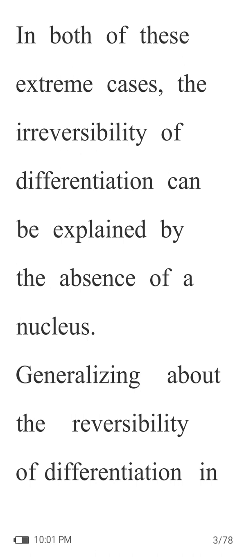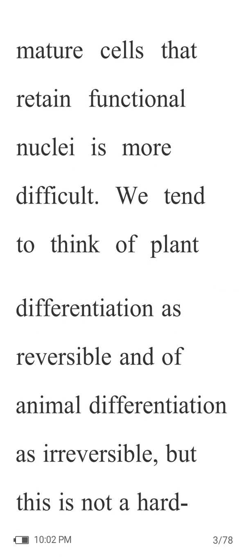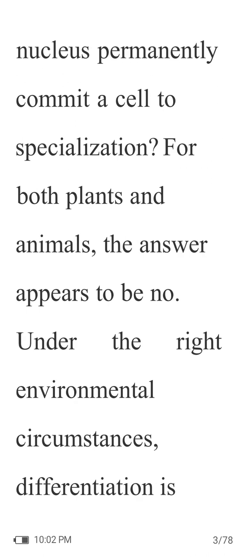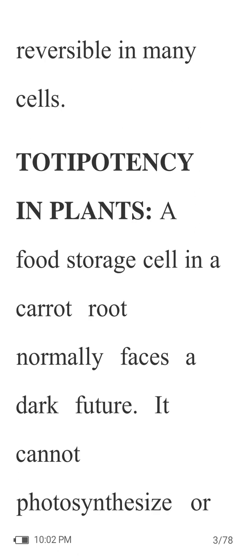Generalizing about the reversibility of differentiation in mature cells that retain functional nuclei is more difficult. We tend to think of plant differentiation as reversible and of animal differentiation as irreversible. But this is not a hard and fast rule. Why is differentiation apparently reversible in some cases, such as a plant cutting, but not in others, such as a mammalian limb? As cells pass through some stages of development, do changes within the nucleus permanently commit a cell to specialization? For both plants and animals, the answer appears to be no. Under the right environmental circumstances, differentiation is reversible in many cells.